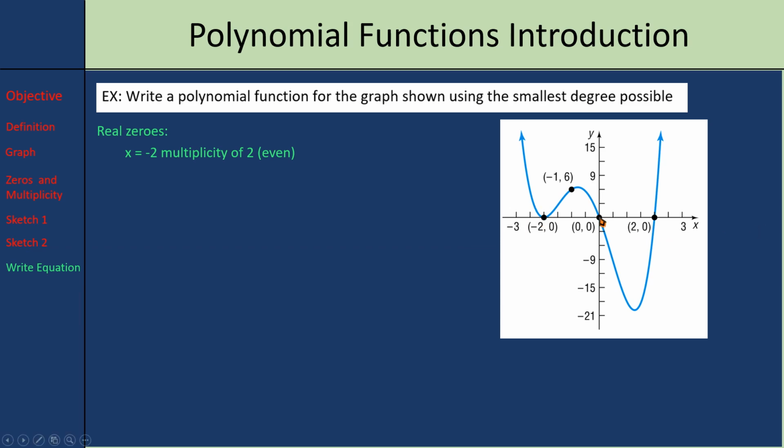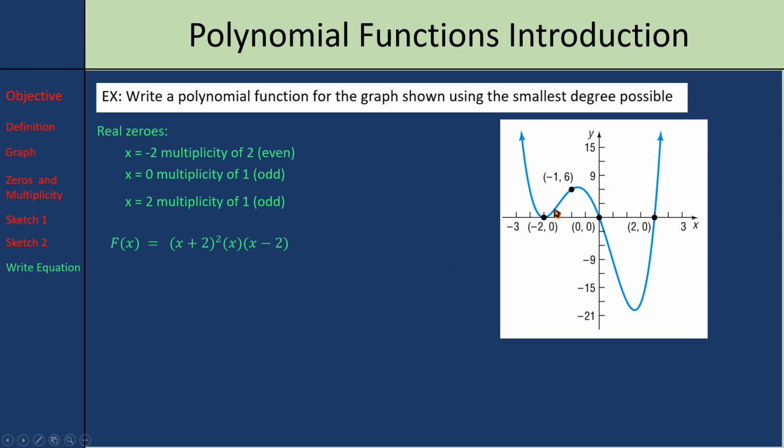This zero here, it crosses, so multiplicity of 1. So x is 0, multiplicity of 1, and x is 2, multiplicity of 1. Okay, so again, if it bounces off, multiplicity is even. If it crosses, multiplicity is odd. All right, so here, x equals -2 means x plus 2 is a factor, right? And then that is your exponent. The multiplicity is the exponent. Here, x equals 0 means just x, and then exponent of 1. And x equals 2 means x minus 2, multiplicity of 1.